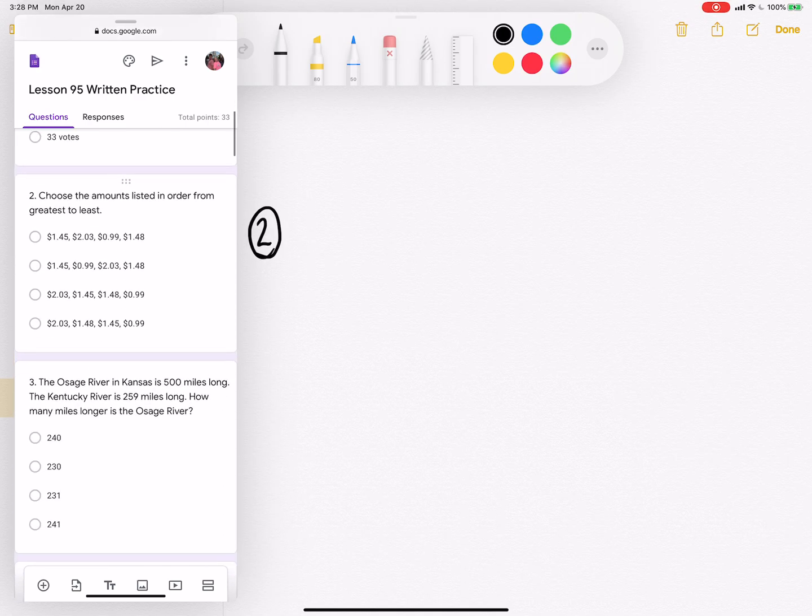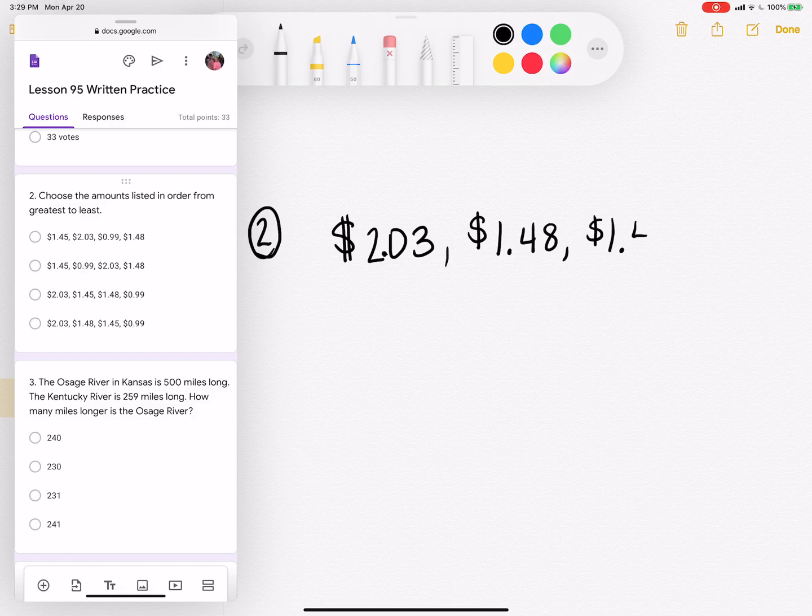Number 2, choose the amounts listed in order from greatest to least. So you're looking at the dollar amounts first. It looks like you have $0, $2, or $1. If we're choosing greatest to least, the answer should have a beginning amount of $2.03. The next greatest amount, we have $1.48 and $1.45. Which one is more? $1.48. Next would be $1.45. And then finally would be $0.99.